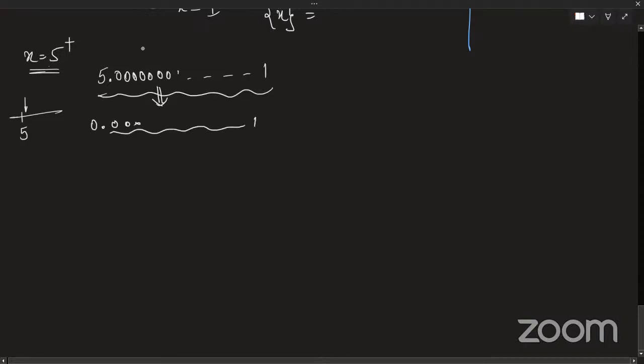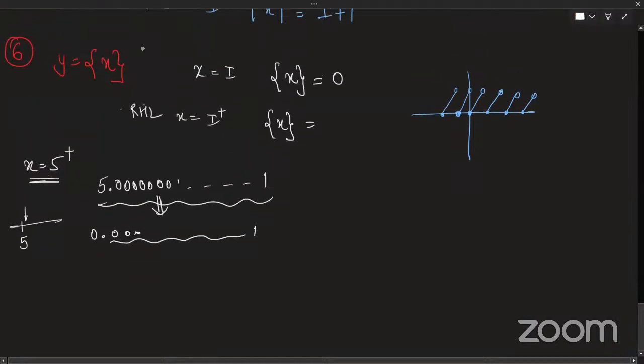0.00000001. Do you all agree? Yes, sir. How many zeros do we have over here? Infinitely many. So what will be the limiting value? Infinity plus infinity? Sir, is it 0? It is zero, right? Because you have infinitely many zeros and then you have a one. Got it, everyone? Yes, sir.